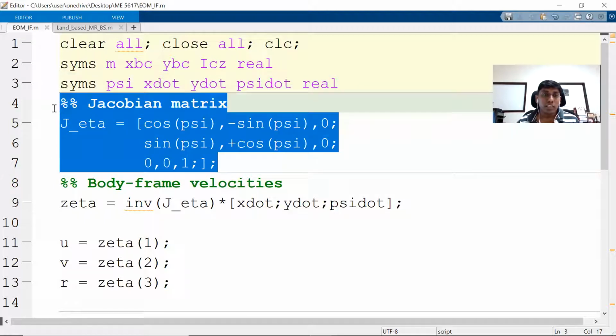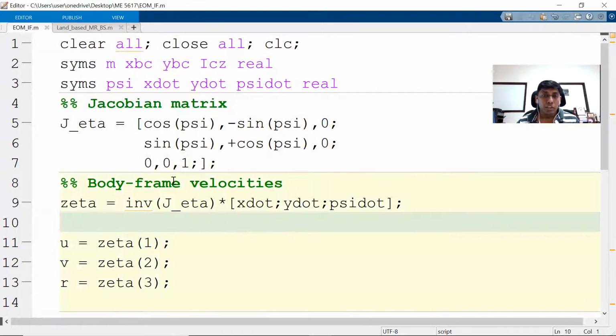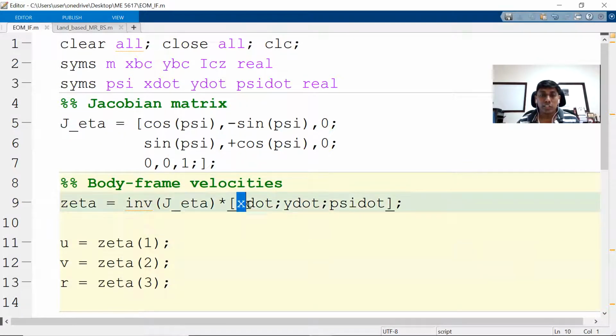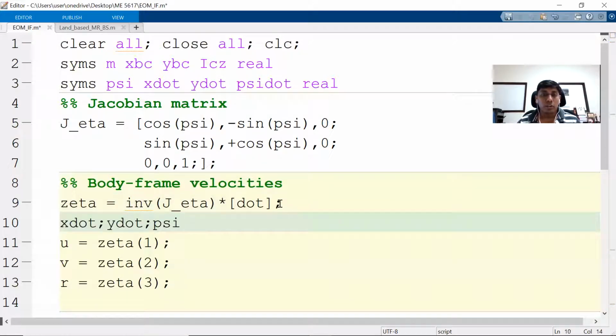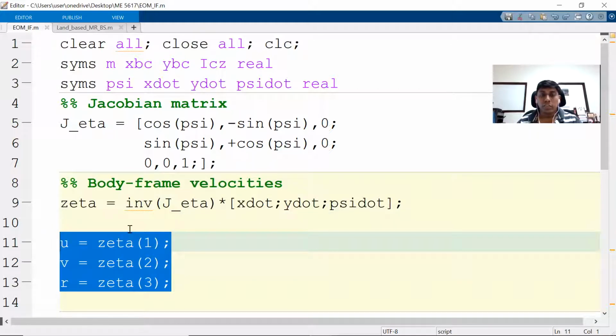Then you can see the Jacobian matrix, which we can derive, and this is the Jacobian matrix. The body frame velocity, with respect to the generalized coordinates, we can write as J inverse into eta dot, where eta dot is x dot, y dot, and psi dot. This I am equating to zeta. Zeta is u, v, r, which is what we have defined here.